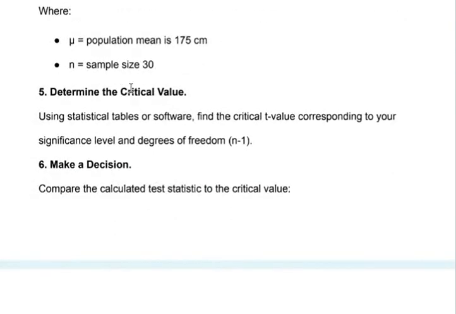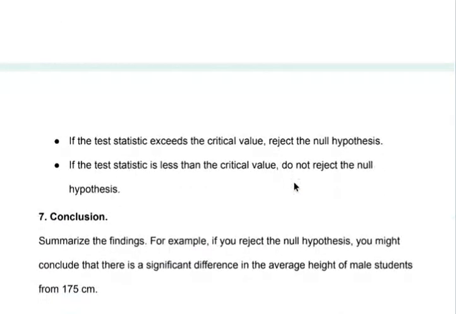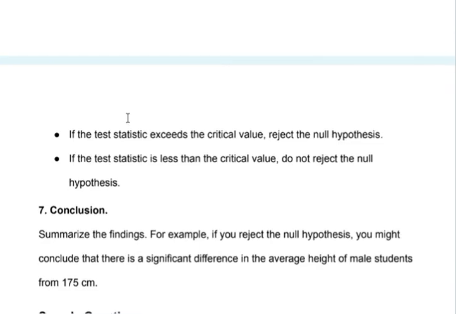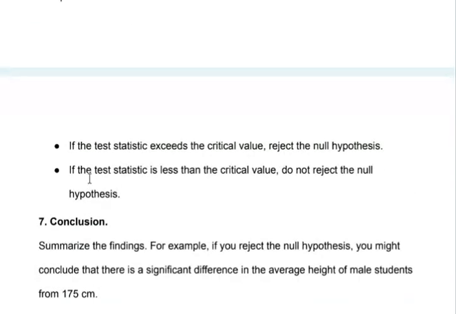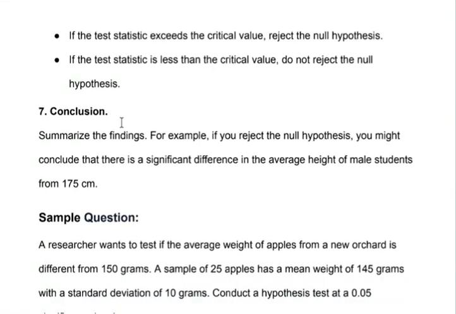5. Determine the critical value. Using statistical tables or software, find a critical t-value corresponding to your significance level and degrees of freedom. 6. Make a decision. Compare the calculated test statistic to the critical value. If the test statistic exceeds the critical value, reject the null hypothesis. If the test statistic is less than the critical value, do not reject the null hypothesis.